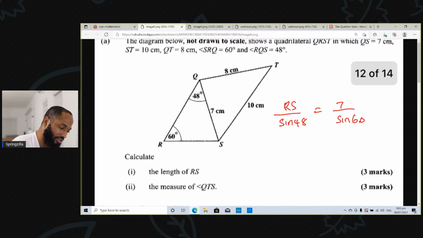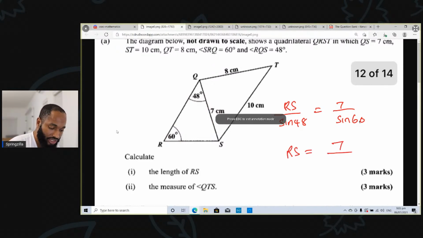So RS, can anybody tell me exactly what RS is going to be? Make sure you calculate that not in radians. It is 7 over the sine of 60 multiplied by the sine of 48.